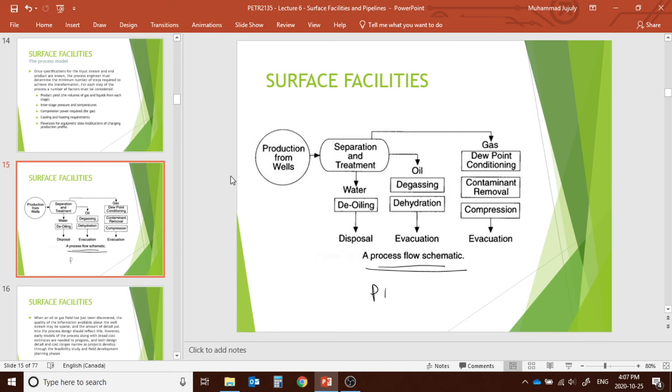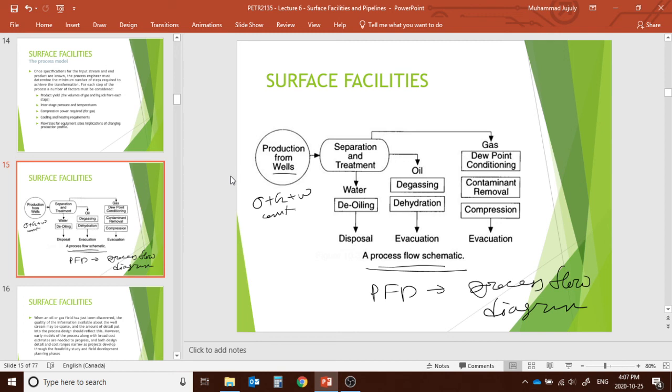We usually call it PFD or process flow diagram. Okay, so production from the wells: the oil, gas, and water, and some contaminants. Okay, we put it to the separation, the treatment unit, and there the water has been separated, and this water got some portion of oils too. Okay, then we put it to the de-oiling, and the water is disposed, and this oil, what do we do? We actually put this oil in here.